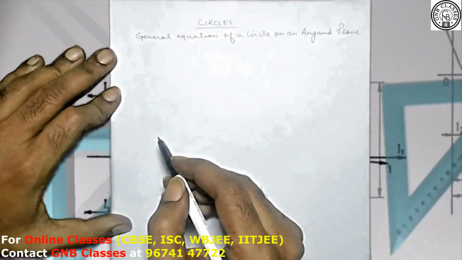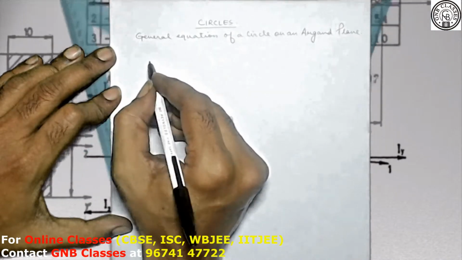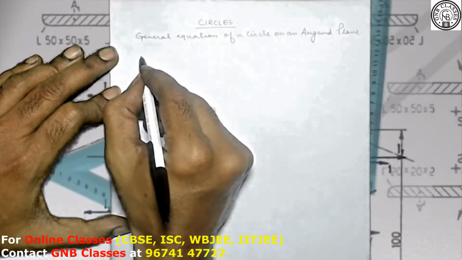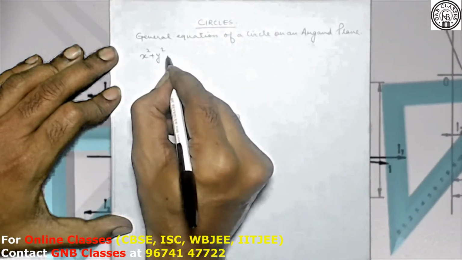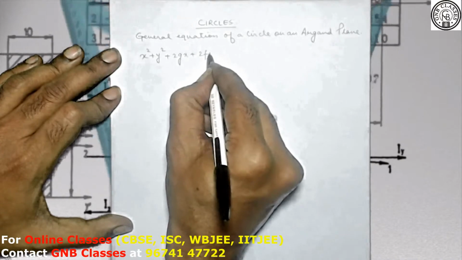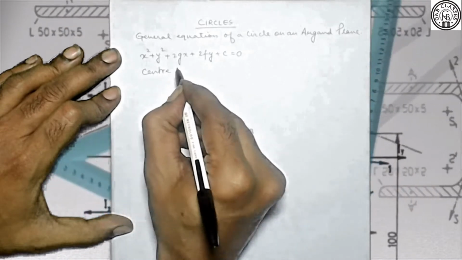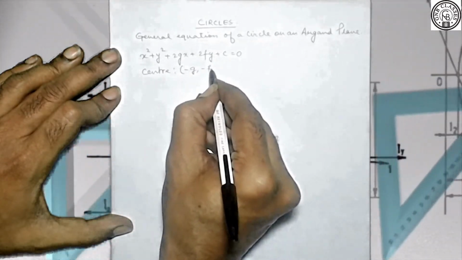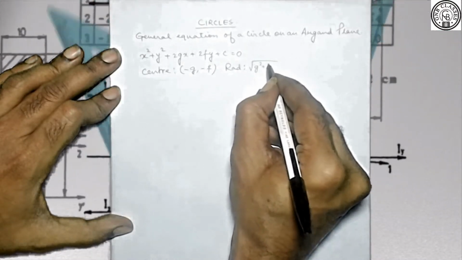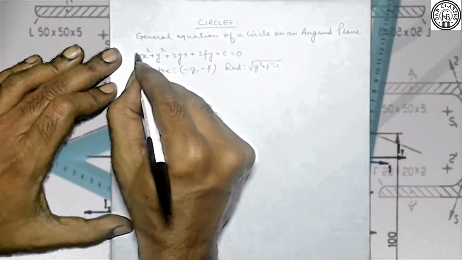So to know the general equation of a circle on an Argand plane, let us just recall the general equation of a circle on a Cartesian plane. We know that the general equation of a circle on a Cartesian plane is x square plus y square plus 2gx plus 2fy plus c equals to 0, whose center is at (minus g, minus f) and radius under root g square plus f square minus c. Is it clear? So this is exactly what we have learned in the Cartesian system.